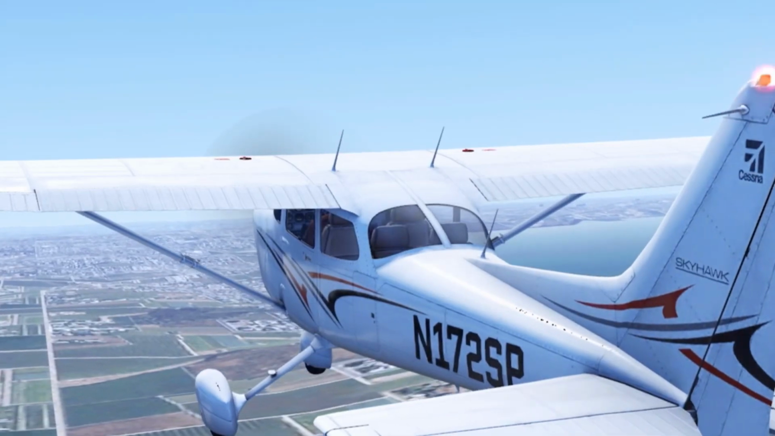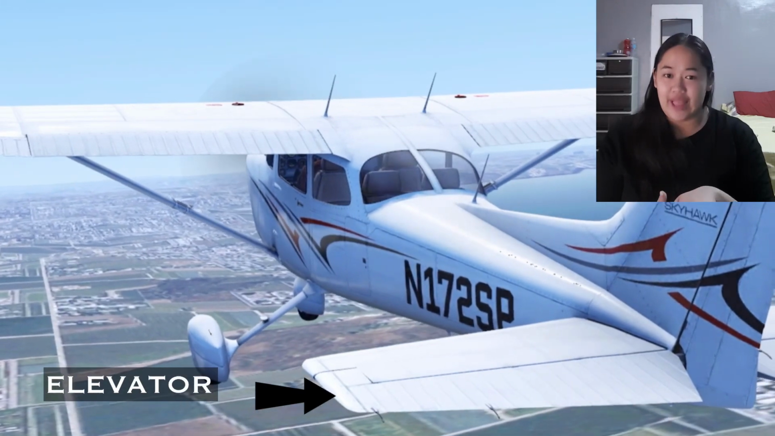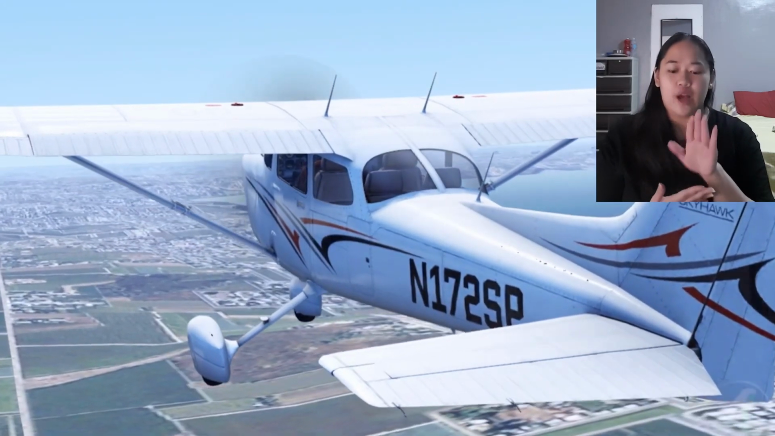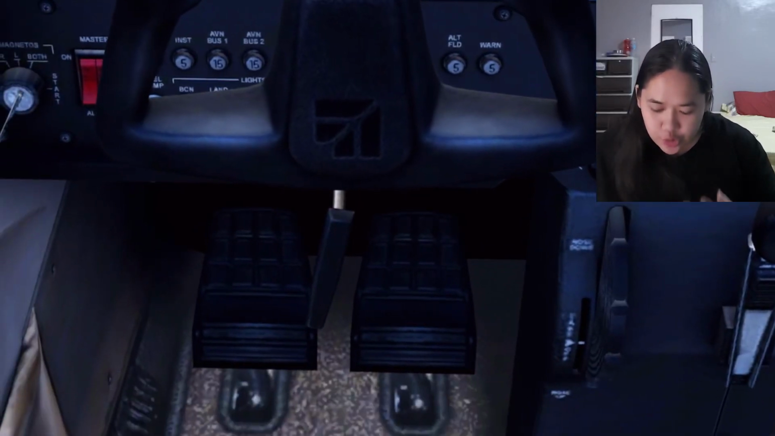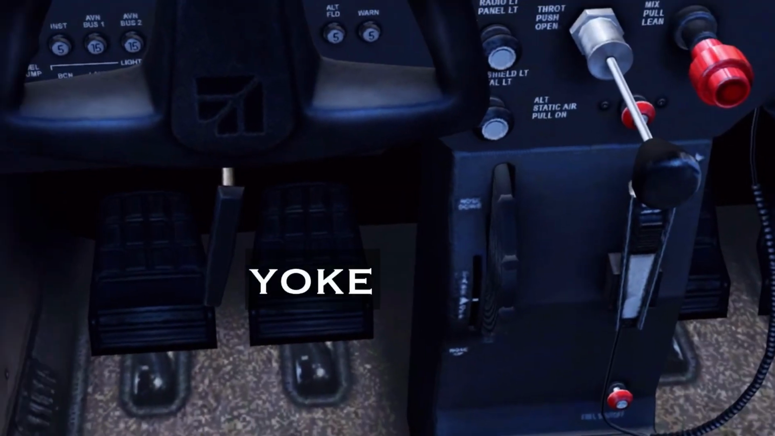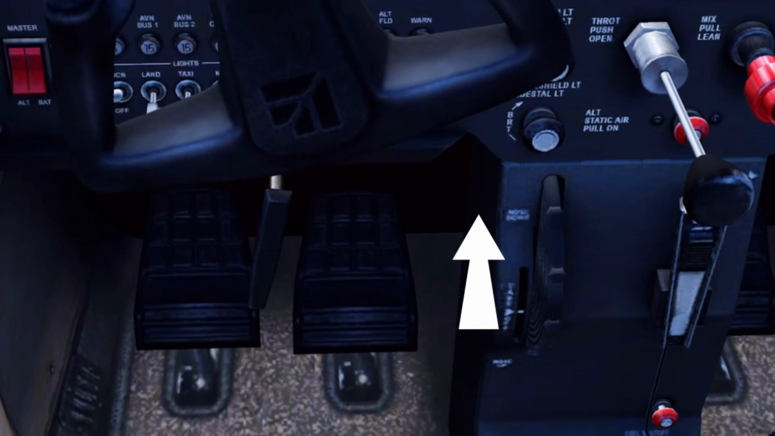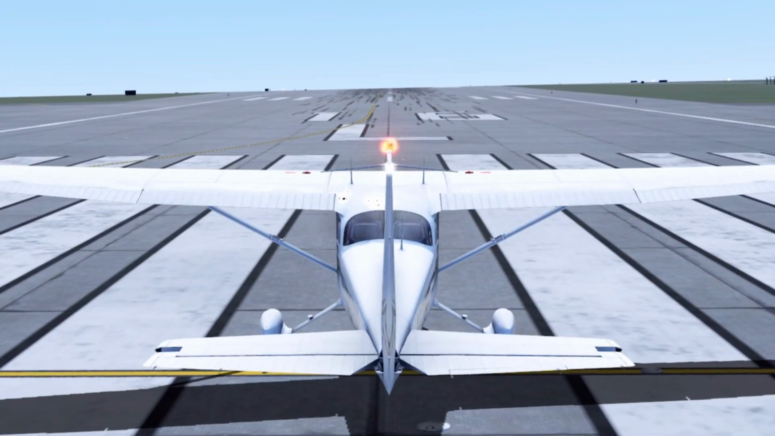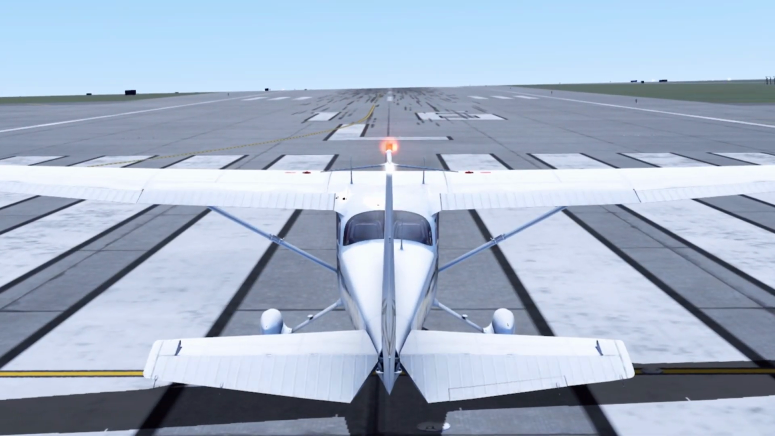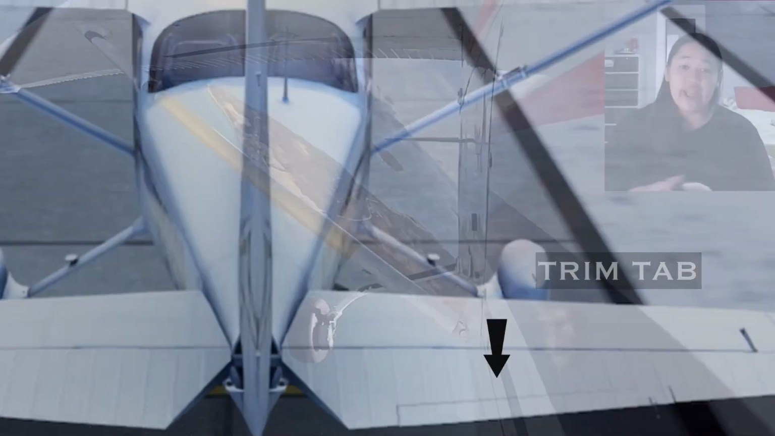Ang elevator naman is for pitch movement, nose up and down. So, yung airplane's nose up and down. So, yun yung ginagamit. And to control this, we use the yoke. Ginagamit mo dito is yoke to control yung pitch movement. Trim tab. Para saan yung trim tab? Trim tab to lessen the stress or yung pressure, and makikita siya sa elevator.